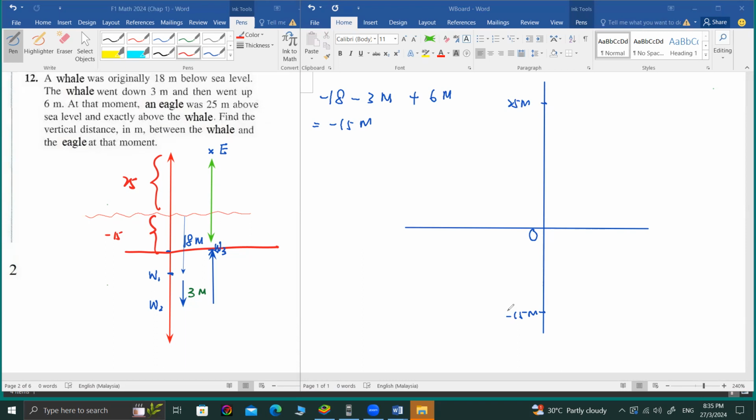Distance, when I ask you about distance, we don't say negative. Distance has no negative. You are 25 meters from here, is it? And another 15 meters from here, is it? So the distance between them is big minus small. That is 25 plus 15. That is 40 meters away. The distance is 40 meters. Got what I mean?